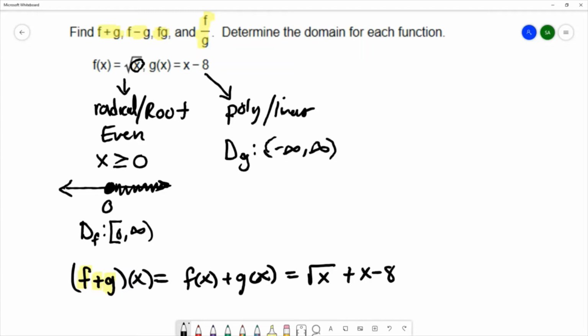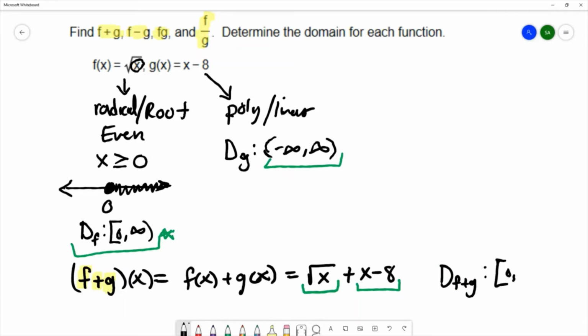Now when we combine functions together, we have to consider the individual domains to create the domain of the new function. So on this portion, we need to follow the rule that the domain has to be greater than or equal to 0. And on this portion, we need to follow the rule that says it can be any value. When we put them together, we're going to take the most restrictive one, which is this one here, where x needs to be greater than or equal to 0. And that will be the domain of f plus g. So it'll be 0 to infinity.